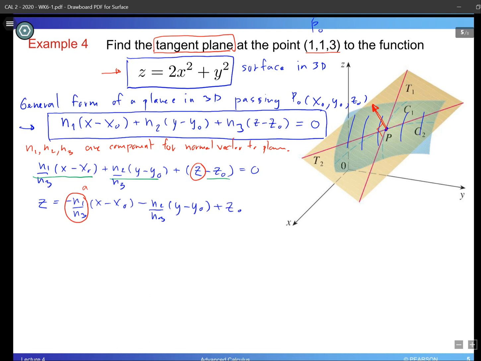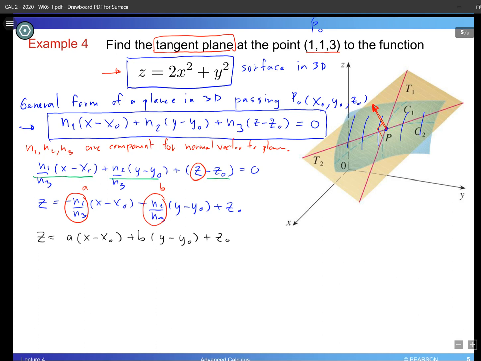Okay, and then the next thing I'm going to do is to call this one a. Right? I group them together and call it a. Same with this, call it b. So in the end, I have this form for this plane. z equal to a(x minus x0) plus b(y minus y0) plus z0.